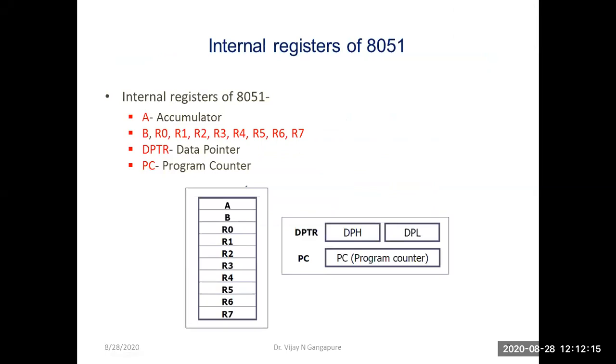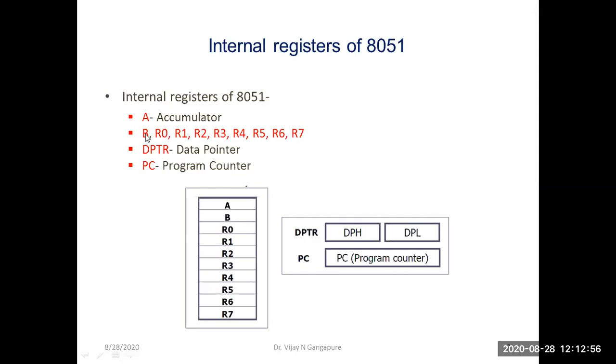So next point is about internal registers of 8051. So while programming, you have to use internal registers of 8051. In case of 8051, there are internal registers listed here. A is accumulator, which is a very common internal register that you use in many of 8051 instructions. Then register B, then register R0, R1, R2, R3, so on up to R7. So R0 to R7 general purpose registers are there, 8 registers.